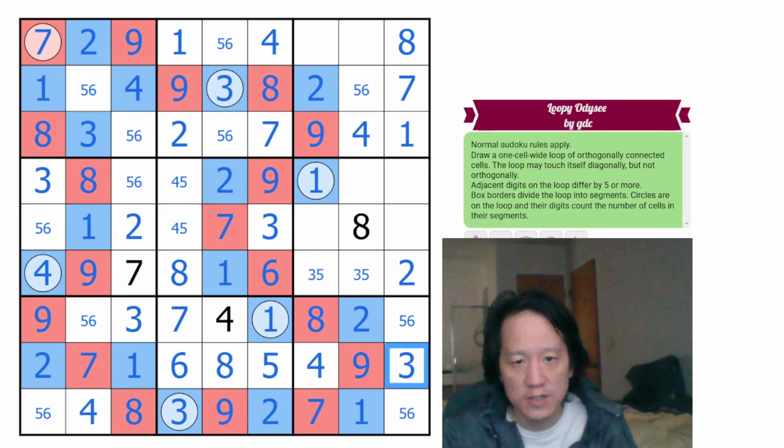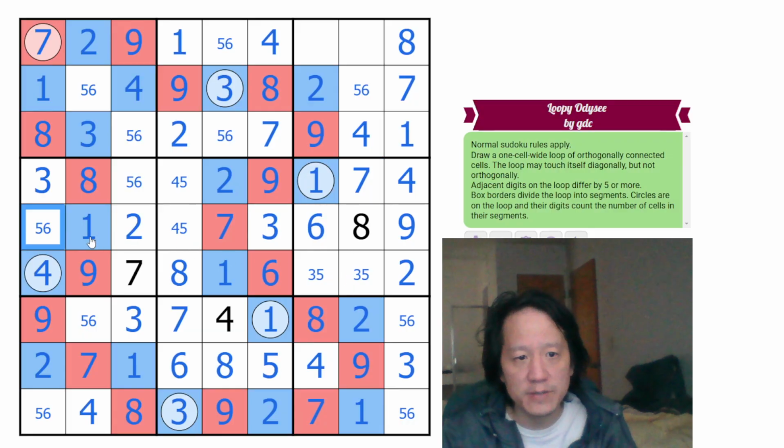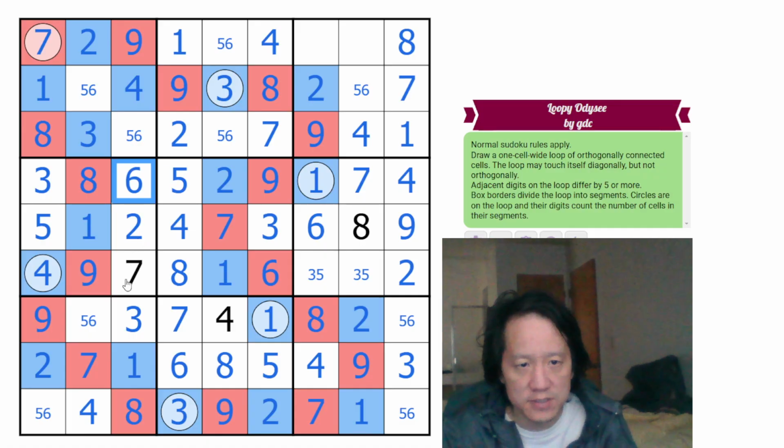This is a 3. This has to be 4 and 9. This can't be a 9, so it's a 4. This is a 9. This is 6 and 7. This can't be 7, so therefore this is a 6, so this is a 7. This can't be 6 anymore, which makes this 5, which makes that 4, which makes this 5, which makes this a 6, which makes this a 5, this a 6, this a 5, this a 6.